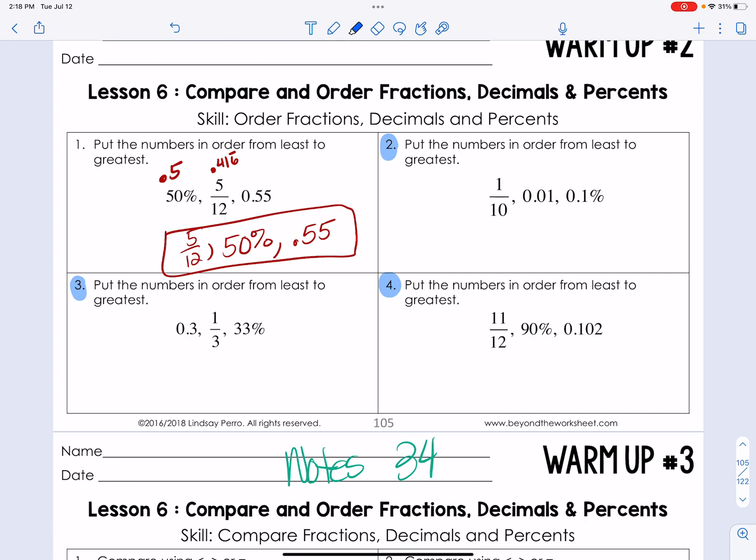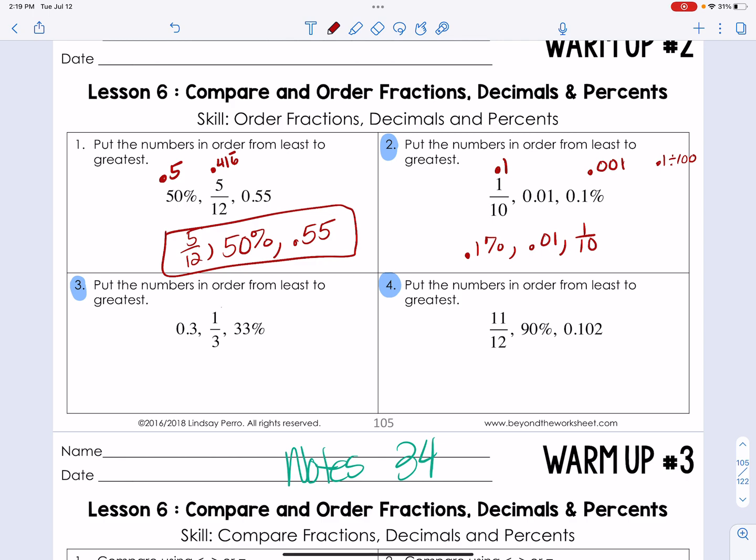So on this one, I'm just going to write them all as decimals. 1 divided by 10 is 0.1. And then if I divide 1 by 100, I get 0.01. And 0.1 divided by 100, I get 0.001. So that's the smallest. 0.1% is the smallest, and then it's 0.01, and then it's 1/10.